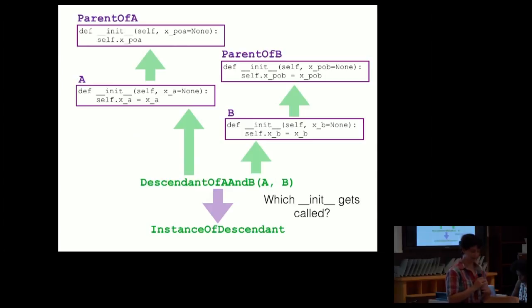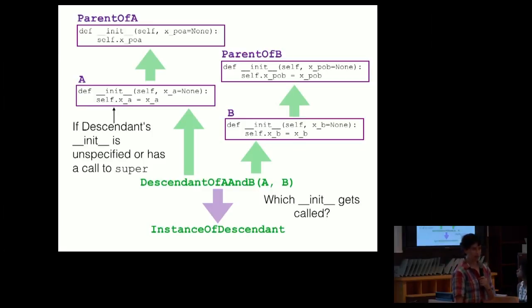Sure, but presumably you want to use an init, right? So when you create an instance of descendant, which init gets used? And the short answer is that the inits on B and parent of B are completely unreachable. Because if you don't specify an init on descendant, if you put a call to super in the init of descendant, super calls the parent's copy of that same method, but super follows the MRO, so super will go to A. A super call in A will go to parent of A. There's no way to actually call B's init or parent of B's. So in this case, you can never initialize an instance of descendant with X sub B or X sub parent of B specified.